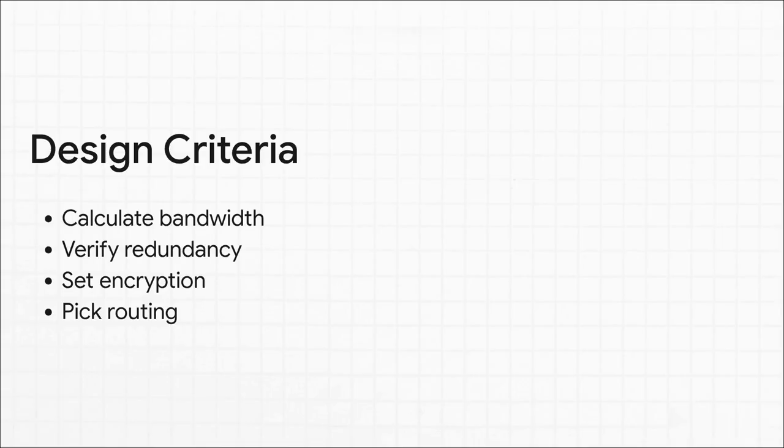Number 2, do we have redundant physical paths to guarantee high availability? Number 3, what are our strict encryption standards to ensure our data is never compromised in transit? And finally, number 4, which dynamic routing protocols, like BGP, are we going to use to ensure our transit gateway can adapt to network changes automatically? Having clear answers to these specific questions is what separates a pretty good design from a truly phenomenal one.